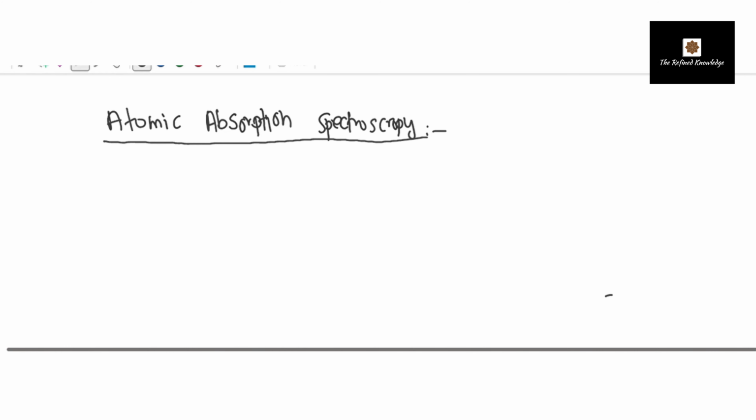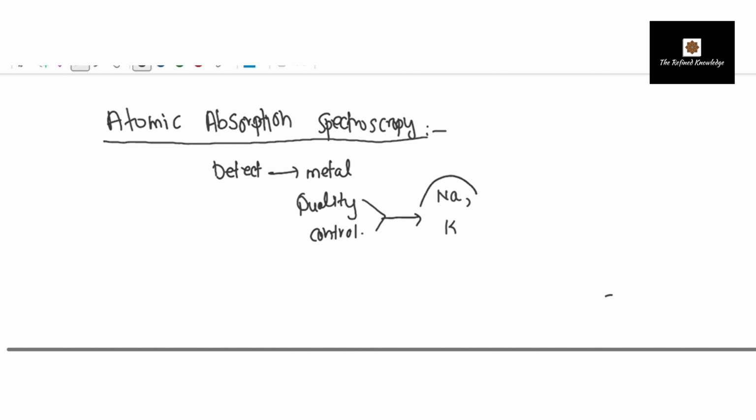In today's lecture, I'm going to explain atomic absorption spectroscopy. This is one of the key analytical techniques used to detect metals in any compounds, particularly if you are in a quality control lab. You use atomic absorption spectroscopy to detect metals like sodium and potassium. These are the most common metals that are detected.